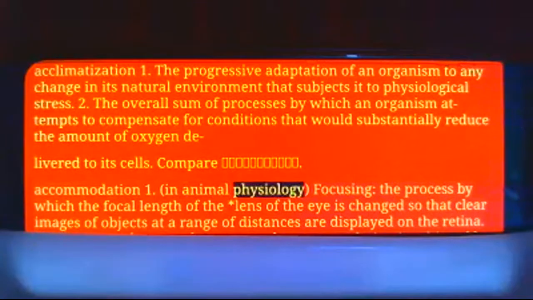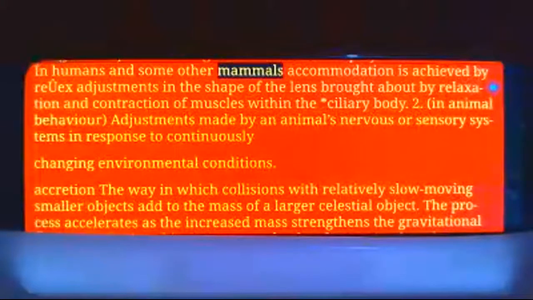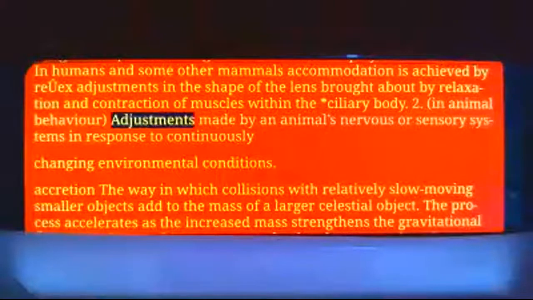Accommodation: 1. In animal physiology, focusing: the process by which the focal length of the lens of the eye is changed so that clear images of objects at a range of distances are displayed on the retina. In humans and some other mammals, accommodation is achieved by various adjustments in the shape of the lens brought about by relaxation and contraction of muscles within the ciliary body. 2. In animal behavior, adjustments made by an animal's nervous or sensory systems in response to continuously changing environmental conditions.